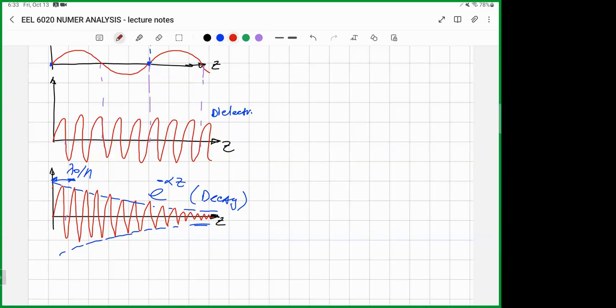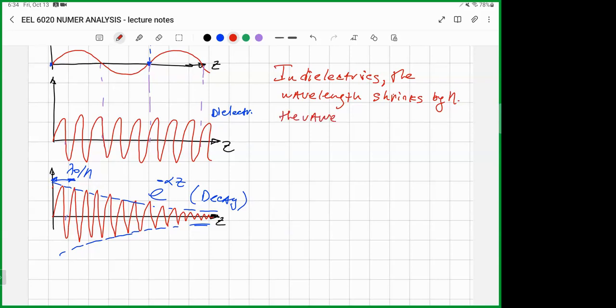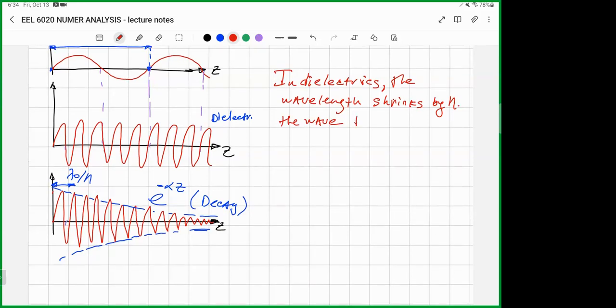And let us write this down. In dielectrics, the wavelength shrinks by the refractive index n, and the wave decays by this exponential factor e to the power of minus alpha z.